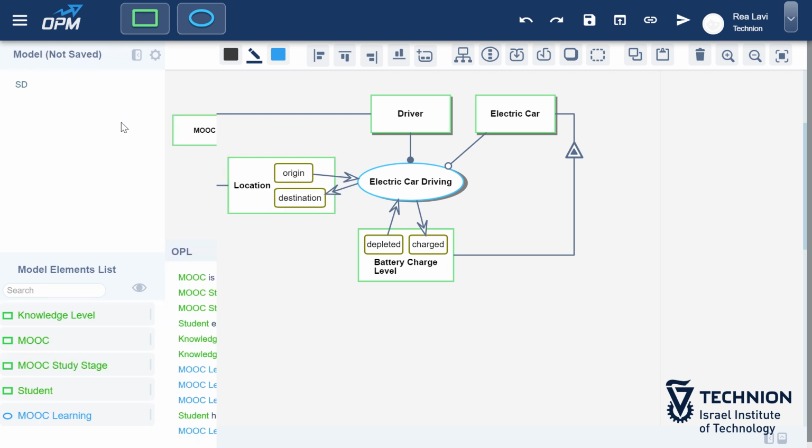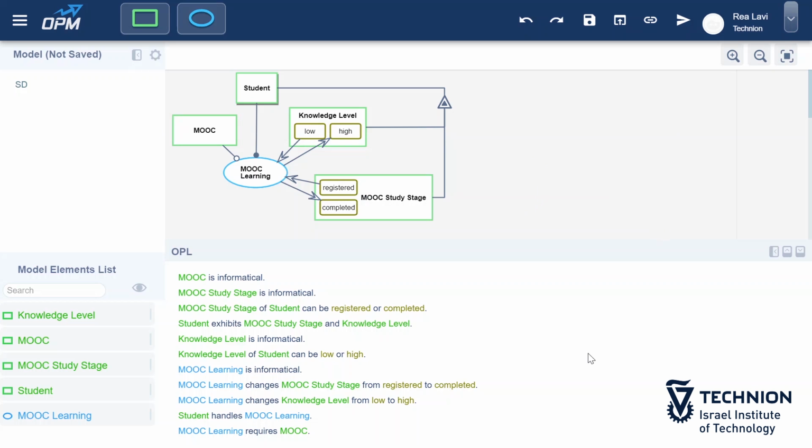Back to our learning system, its purpose is expressed by the OPL sentence MOOC learning changes knowledge level of learner group from low to high. The function of the system is expressed by the sentence MOOC learning changes study stage of MOOC of student group from registered to completed. The agent of the MOOC learning process is the student. In OPL, student handles MOOC learning. The instrument of the main process is the MOOC. MOOC learning requires MOOC. MOOC is also the benefit-providing object in our system.